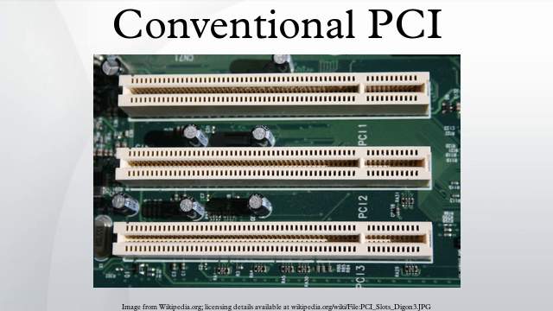Full height cards: the original full height cards are defined by a bracket height of 120 mm. The height of a full height card itself is nominally 107 mm. The height includes the card edge connector. Two lengths have been defined for full height cards, known as full length and half length.